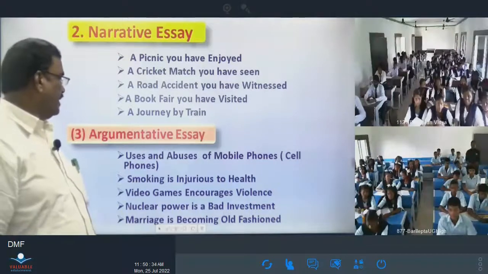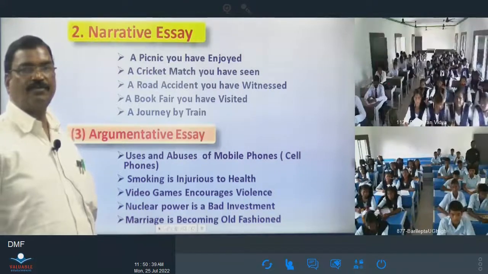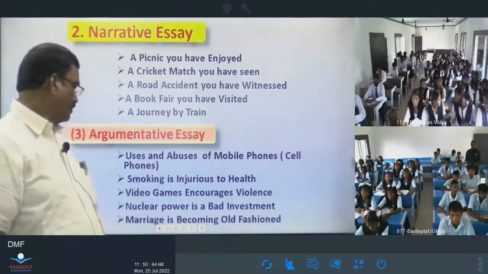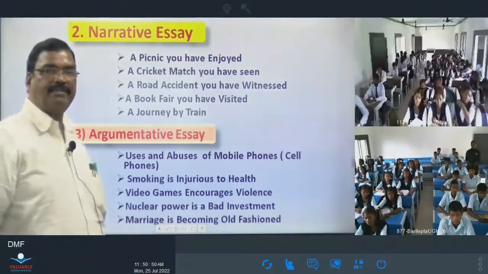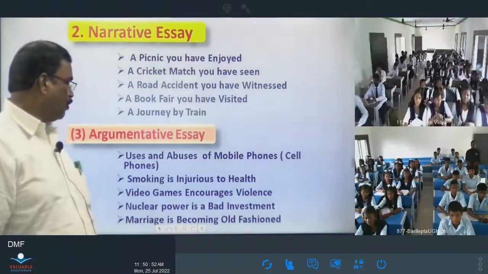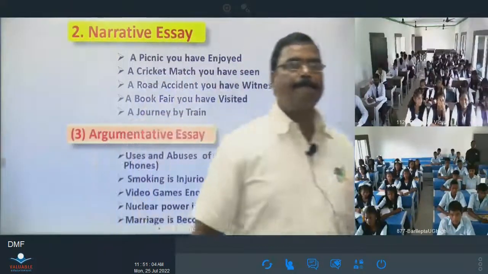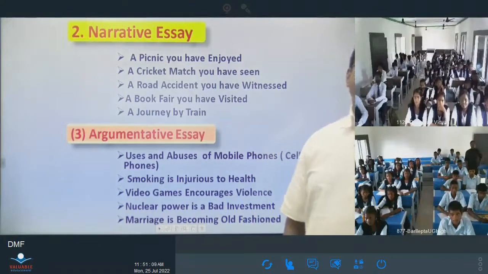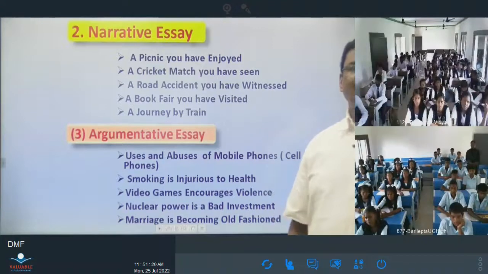Under argumentative essay, we have given some examples: uses and abuses of mobile phones or cell phones, smoking is injurious to health, video games encourage violence, nuclear power is a bad investment, marriage is becoming old-fashioned. Normally, most of the children in the examination appear for descriptive essay. Some children also appear for narrative essay. So which type of essay do you want to write?